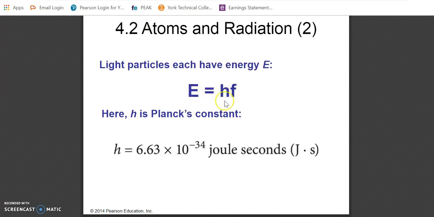The energy and the frequency are related through what's called a constant. There was a guy named Planck who discovered that constant. There's the numerical value for it, 6.63 times 10 to the minus 34th, and the units are joule seconds. Just to make that complete.